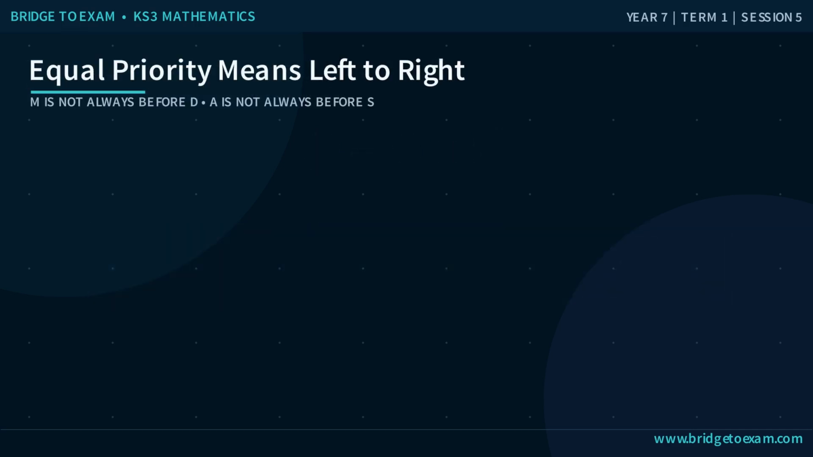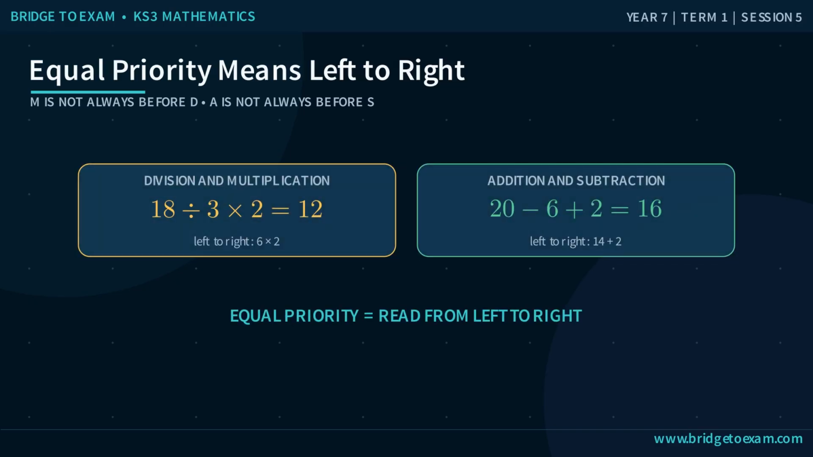Now for the equal priority rule. In 18 divided by 3 times 2, division and multiplication belong to the same stage. Read from left to right. 18 divided by 3 is 6, then 6 times 2 is 12. Doing the multiplication first would incorrectly give 3. The same rule applies to addition and subtraction. In 20 minus 6 plus 2, work left to right to get 14 plus 2, which is 16.